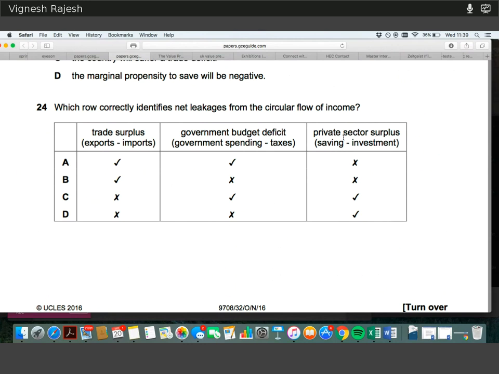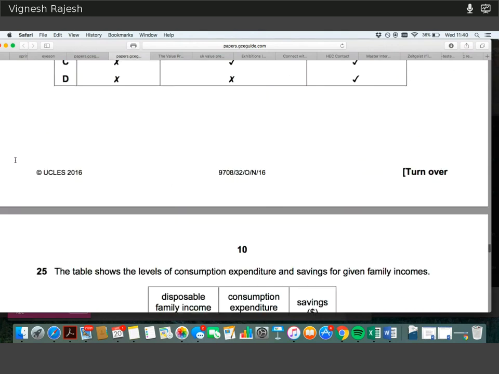Private sector surplus: we know savings is money going out and investment is money coming in. So that quantity, if it's positive, is a net leakage. So this should be a tick. So the answer to 24 should be D.